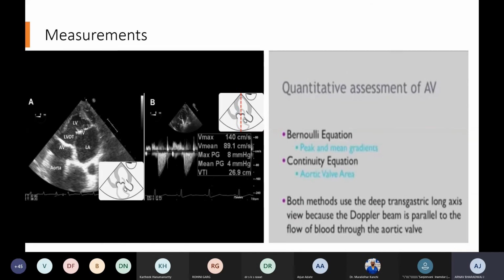For quantitative assessment of the aortic valve area and also the pressures, we use Bernoulli's equation, which uses the law of conservation of energy principle to give us peak pressure, mean pressure, and also velocity time integral, by which we can measure the aortic valve area as well as the stroke volume.